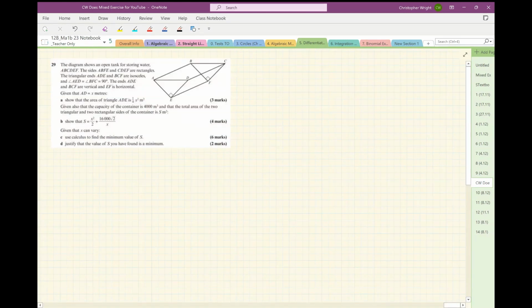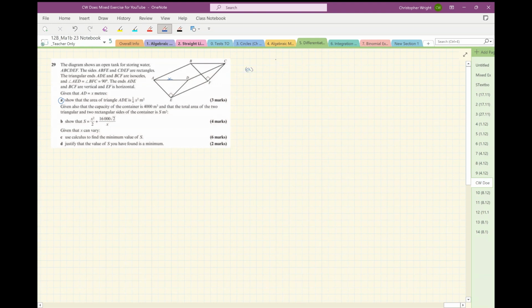Question 29. Right, at last we're reaching the end of the exercise. In this diagram, we've got an open tank for storing water. Okay, and you've got isosceles triangles at the end. AD is X. There we go. Show part A that the area of triangle ADE is that.